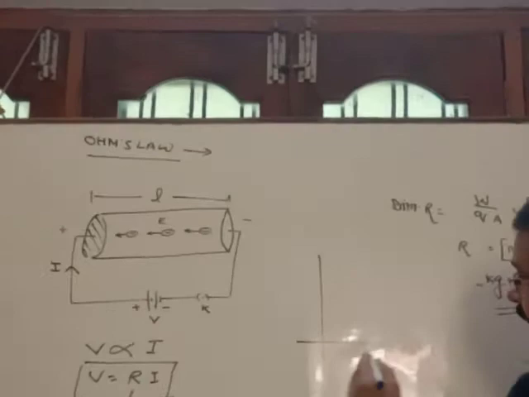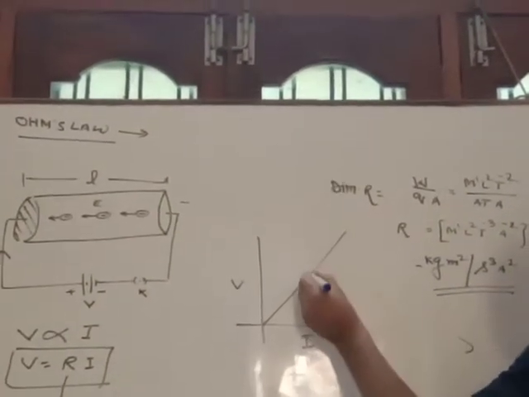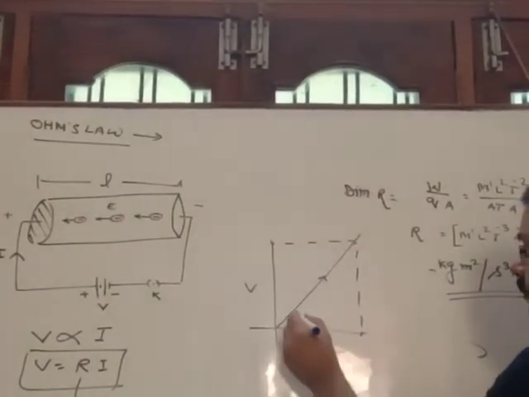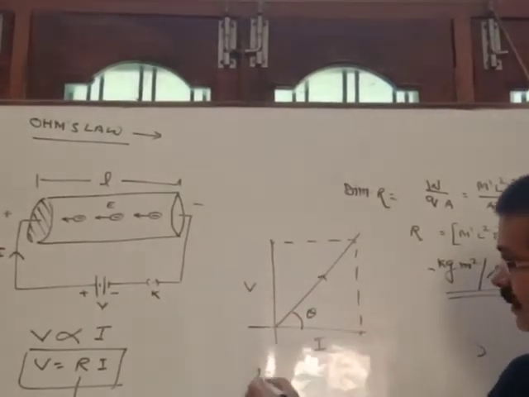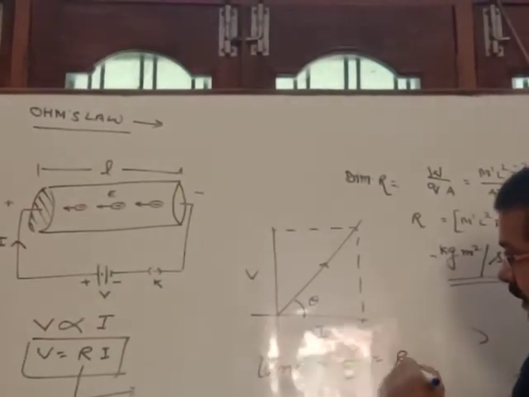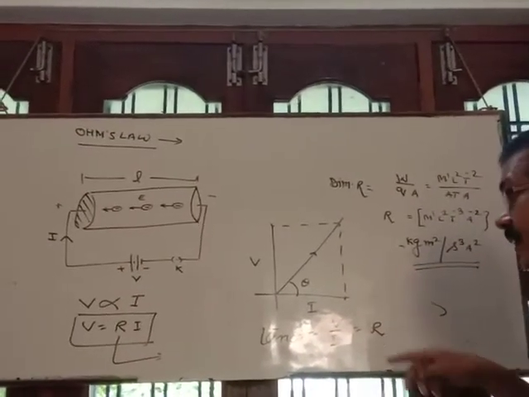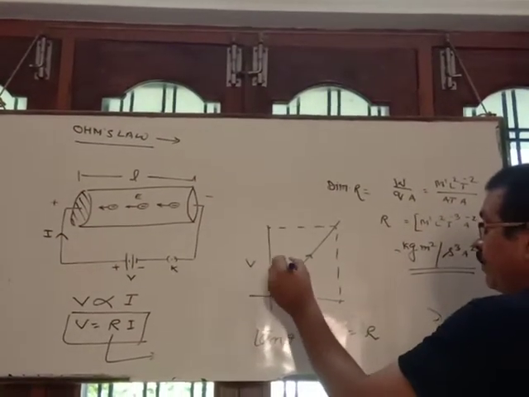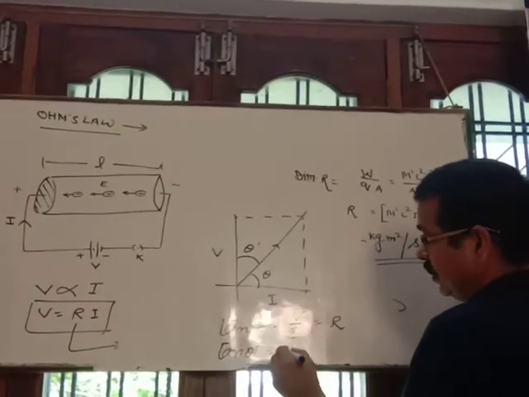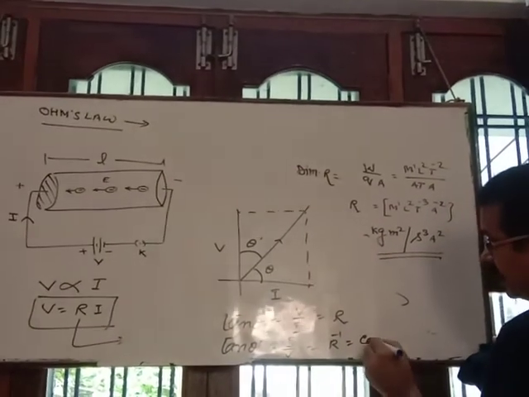If we plot applied voltage and current for Ohm's law, the nature of the graph is a straight line. If we calculate the slope of the graph from the current axis, it is equal to V upon I, that is R. It means the slope of the VI graph from the current axis represents resistance. Suppose the slope of the graph from the voltage axis is theta dash. So tan theta dash is equal to I by V. It is the reciprocal of resistance, which is called conductance.